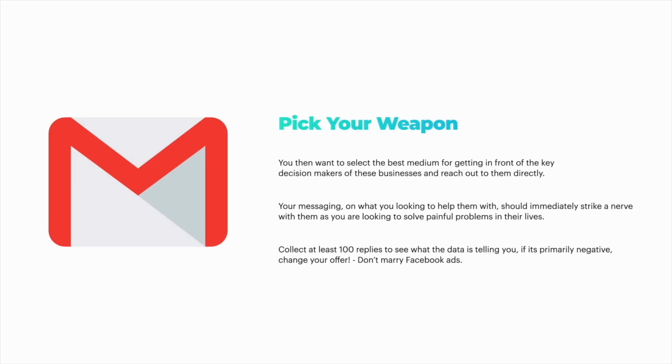What I mean by that is, don't marry Facebook ads as a service. For example, if you're trying to offer Facebook ads to e-commerce businesses and they all say we don't need Facebook ads, but we need Google ads, and most of your replies are saying they need Google ads, well, obviously that data is showing you they want Google ads. So why not go and find somebody who knows Google ads and offer that as a service? Don't marry your service, guys. This is what everybody gets stuck on. Don't marry your service. You can literally switch services if the data's there.